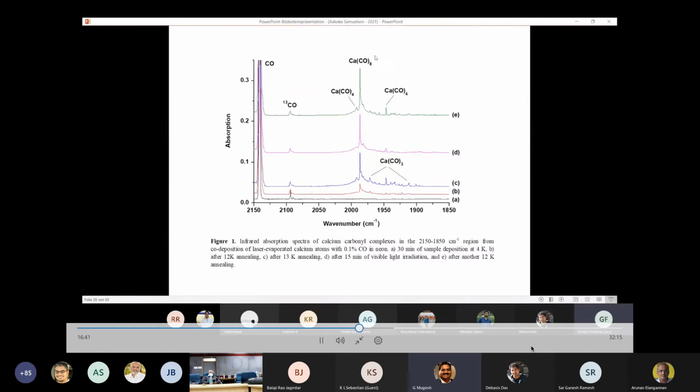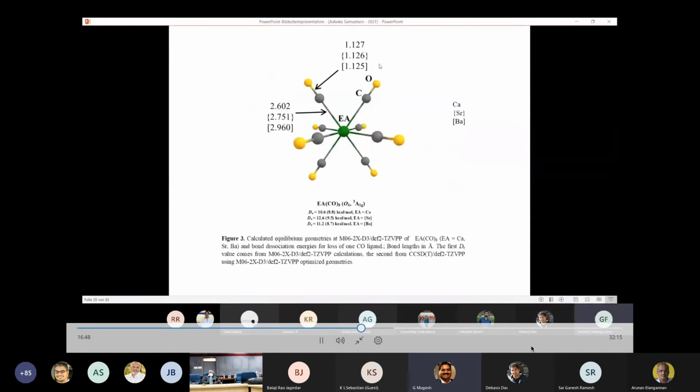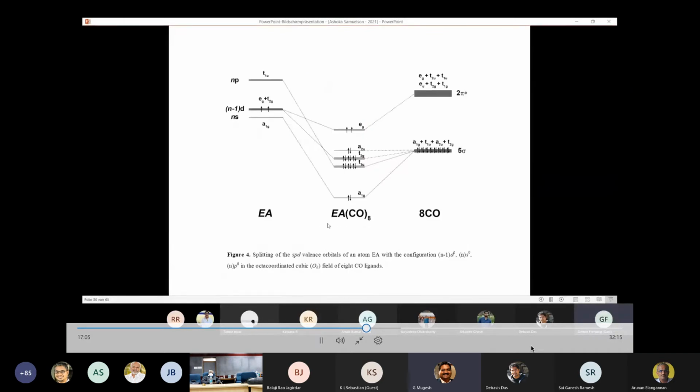found, very surprisingly, even calcium can get an octacarbonyl. And here are the calculations for calcium, for strontium, and for barium. They also have cubic symmetry, Oh point group. But now they have triplet electronic ground states. They are quite stable with regard to loss of one CO. And why do they have triplet ground states?